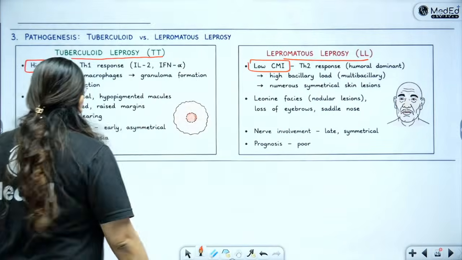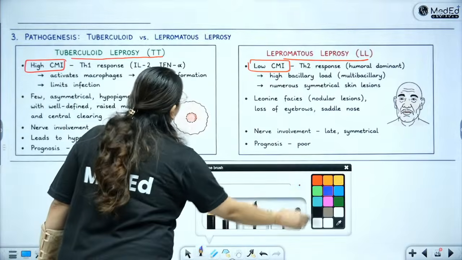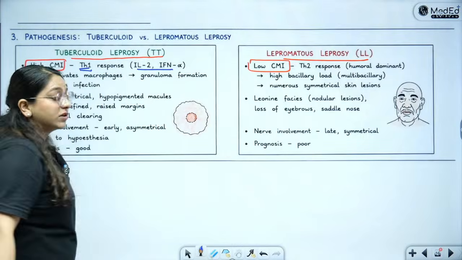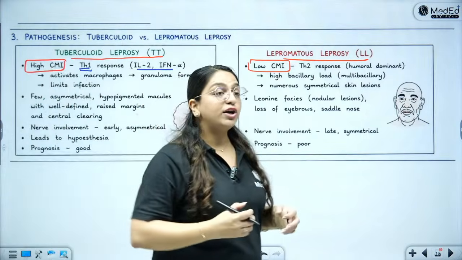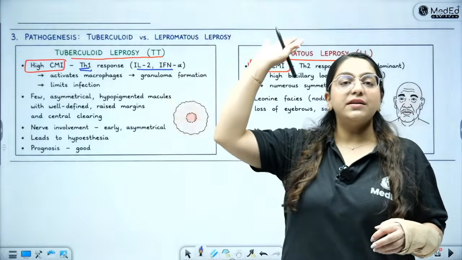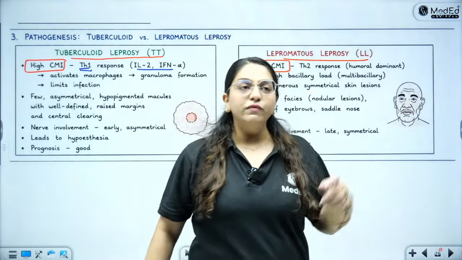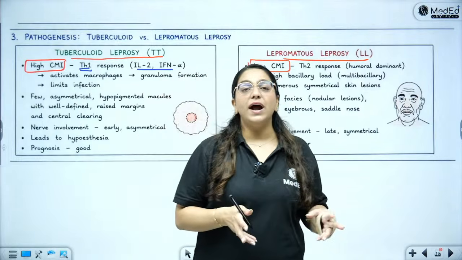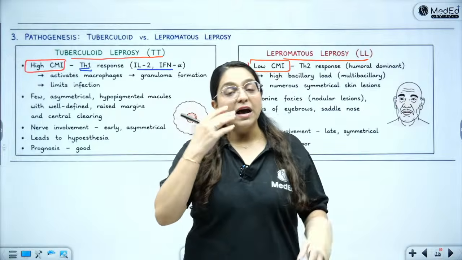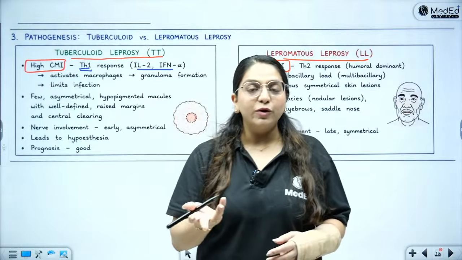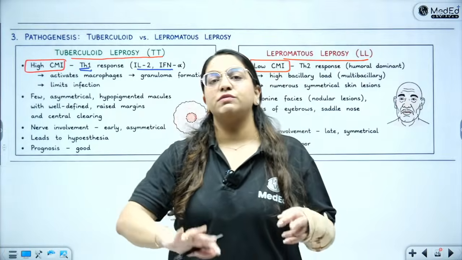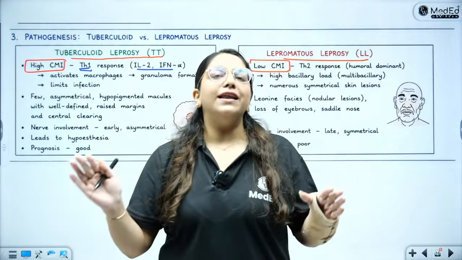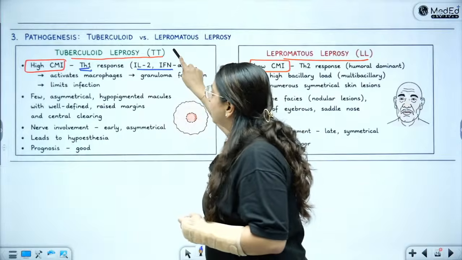Okay. So high CMI, which is because of what? The T helper 1 response, which will release the interleukins and interferons. What does interleukin 2 do? All of this is immunology recap. Interleukin 2 will go and activate the cytotoxic T cells. The interferon gamma will go and call the macrophages. These macrophages will convert into activated macrophages, which will turn into epithelioid cells, which will turn into Langerhans cells. What do you have at the end of the day? Granuloma formation. So that is why it is the tuberculoid type of leprosy.